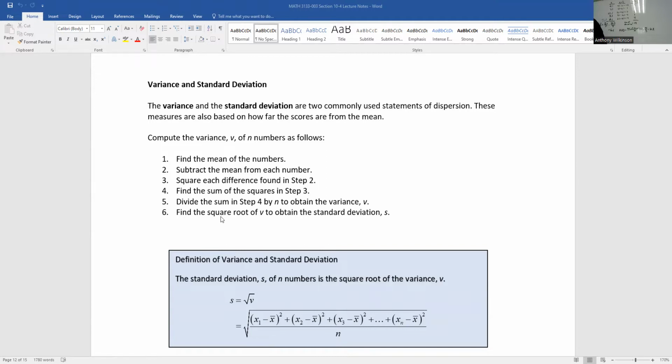In step number 5, divide the sum in step number 4 by n, the number of data values you have, to obtain your variance. Once you obtain the variance, the standard deviation is simple. All you have to do is take the square root of that variance, and that will give you the standard deviation.